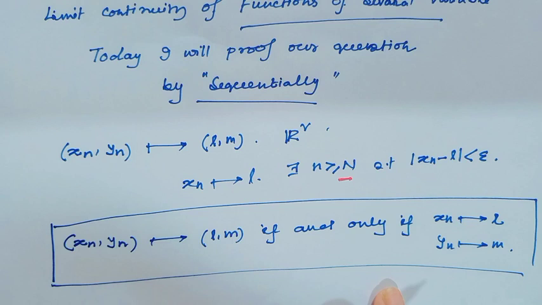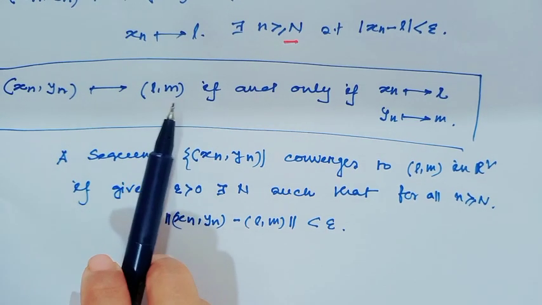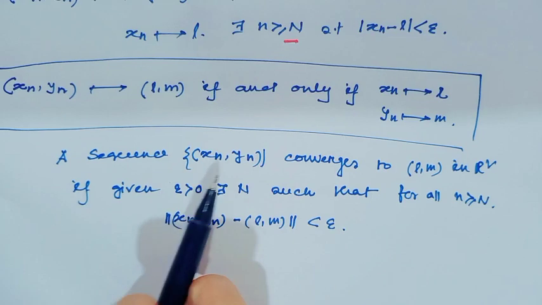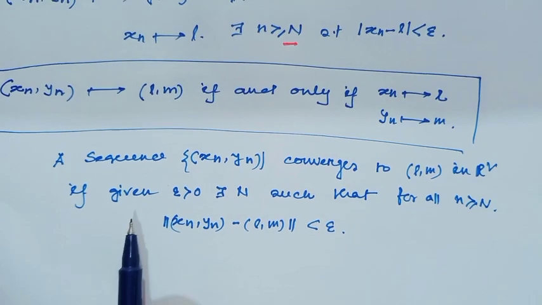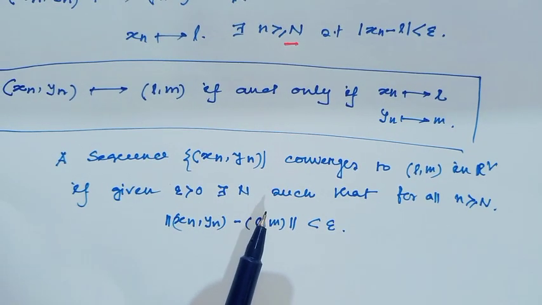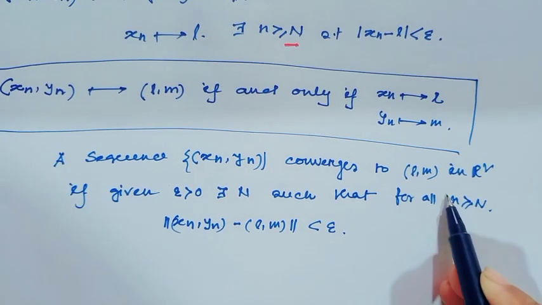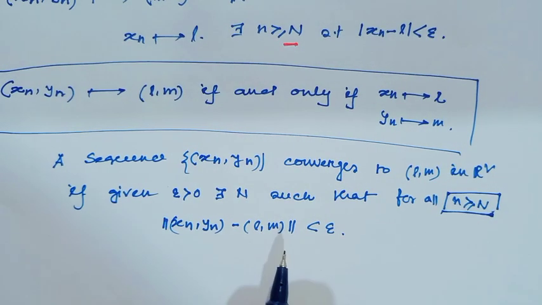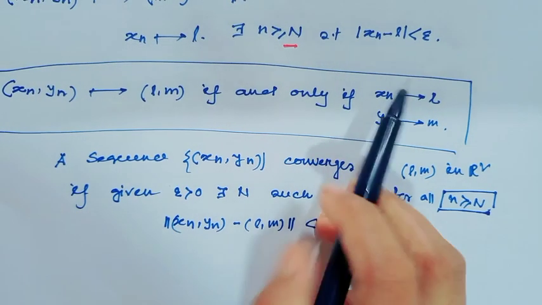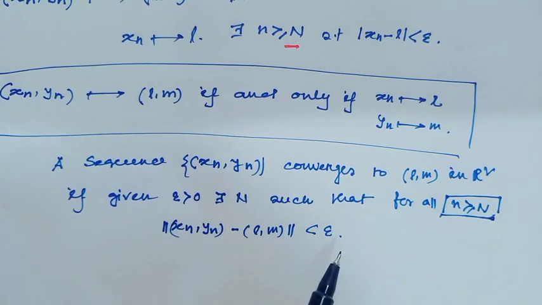At first see the proof, then you will understand in a better way why this is true. At first, the sequence (xn, yn) converges to (L, M) in R2 means: given epsilon greater than 0, there exists a capital N such that for all n greater than or equal to capital N, since the sequence is in R2, this distance is known, the norm of (xn, yn) minus (L, M) is less than epsilon.